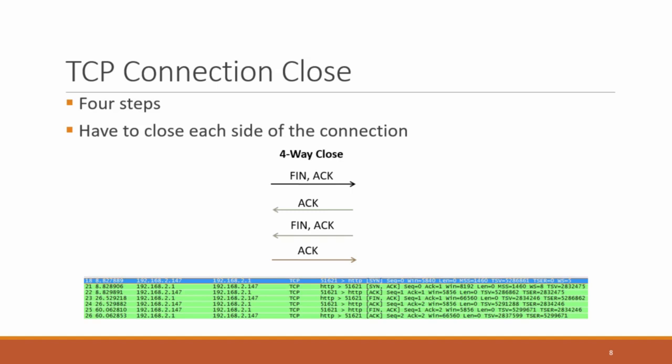So as you look here in the image taken from Wireshark, we see a SYN-ACK, and an ACK in packets 18, 21, and 22. And then immediately we close 23 through 26. So that's the three-way handshake followed by the four-step close.